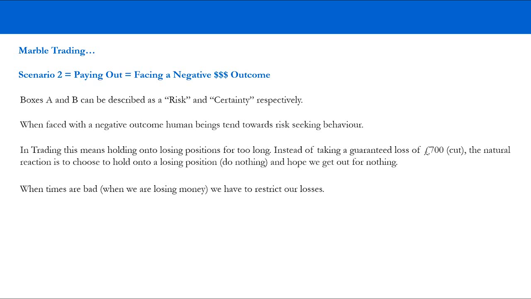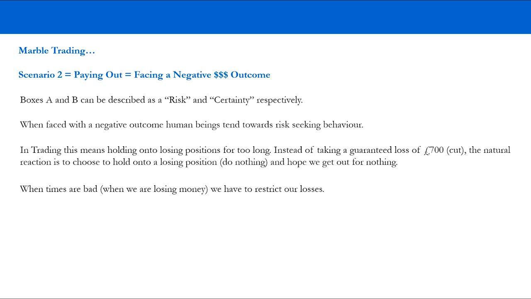And in trading and portfolio management, in the scenario when you're paying out and facing the negative outcome, this means holding on to losing positions for too long. So instead of taking a guaranteed loss of £700, as in cutting the position, the natural reaction or instinct is to choose to hold on to the losing position or do nothing and hope that you get out of the position for nothing.